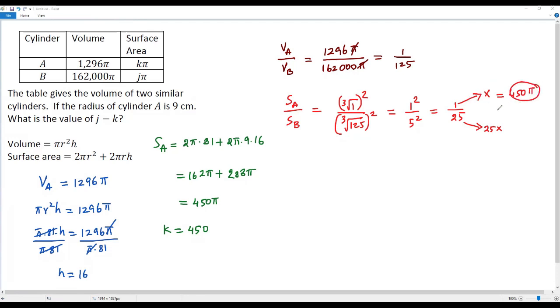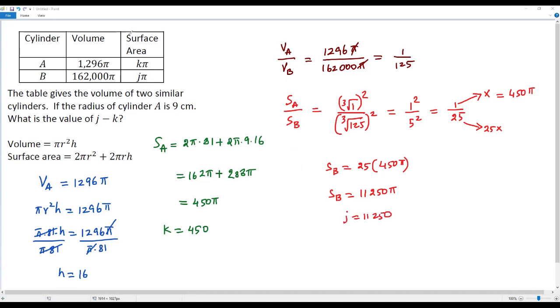We can plug in this 450 pi for x over here to get the surface area of cylinder B. That is, surface area of cylinder B equals 25 times 450 pi. When I multiply 25 and 450 pi, I am getting 11,250 pi. I got the surface area of cylinder B, that is 11,250 pi. Already we have the surface area of cylinder B in the table, that is J pi. At the place of J, here we have 11,250. So J equals 11,250.